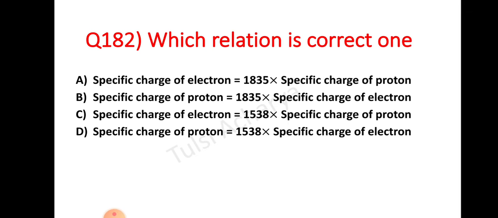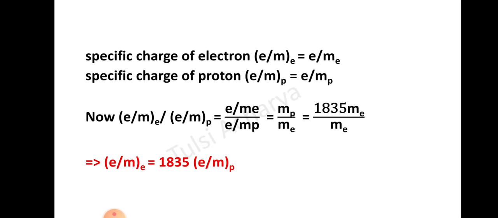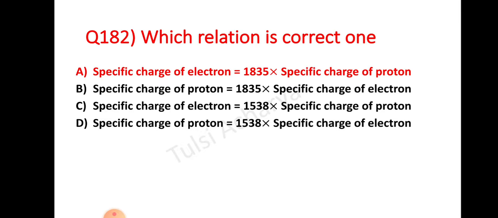Now let's move to question number 182. Which relation is correct? In this question, we need to find the relation of specific charge of electron with that of proton. We know that specific charge of electron is e upon me, and specific charge of proton is e upon mp. Now let us divide them. The e and e will cancel each other, mp goes up and me comes down. Mass of one proton is equal to 1835 times the mass of electron. So specific charge of electron is 1835 times the specific charge of proton. That is option choice A, the correct one.